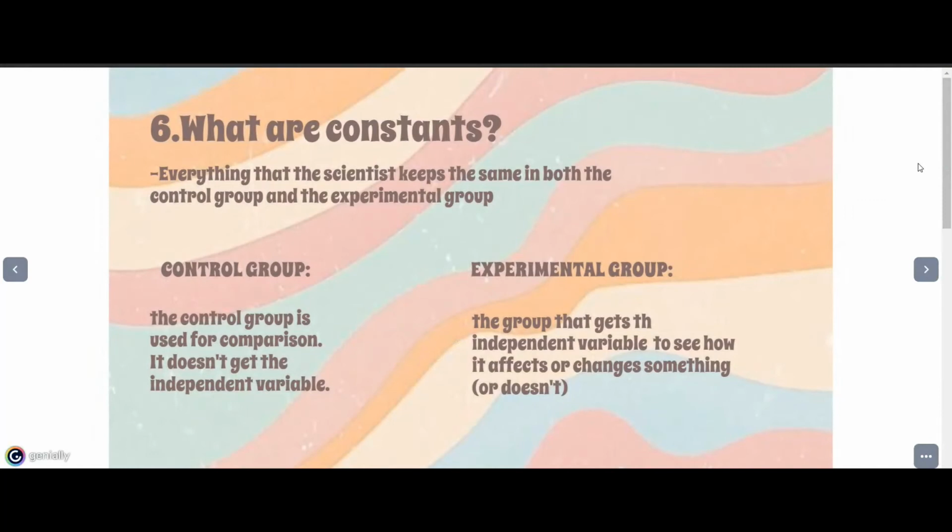Number 6. What are constants? Everything that the scientist keeps the same in both the control group and the experimental group. Control group: the control group is used for comparison and it doesn't get the independent variable. Experimental group: the group that gets the independent variable to see how it affects or changes something, or doesn't.